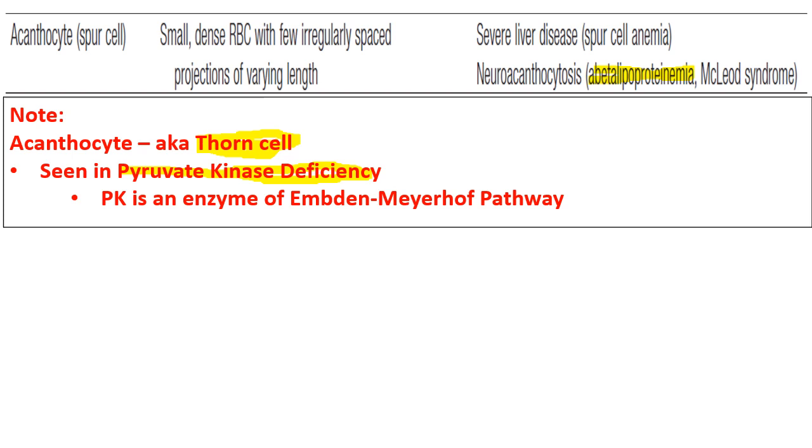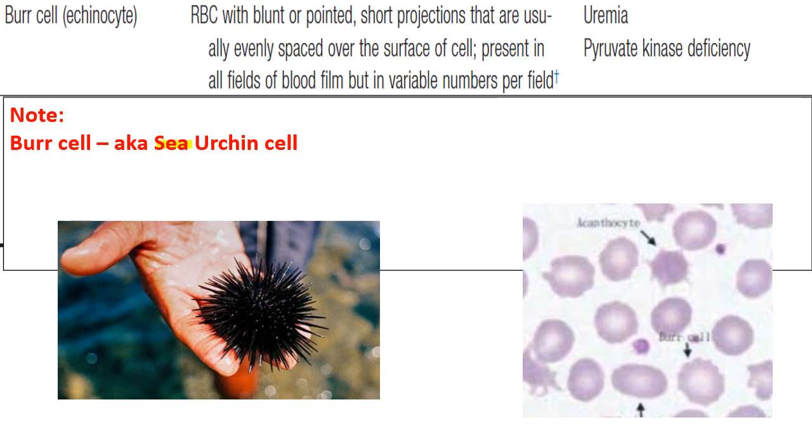Ito na, si burr cell or echinocyte or sea urchin cell. So tingnan natin kung anong difference nilang dalawa. So ito yung acanthocyte. No, mas mahaba yung mga projections niya as compared to your burr cell. Okay? Dito naman, makikita sila in uremia as well as pyruvate kinase deficiency.